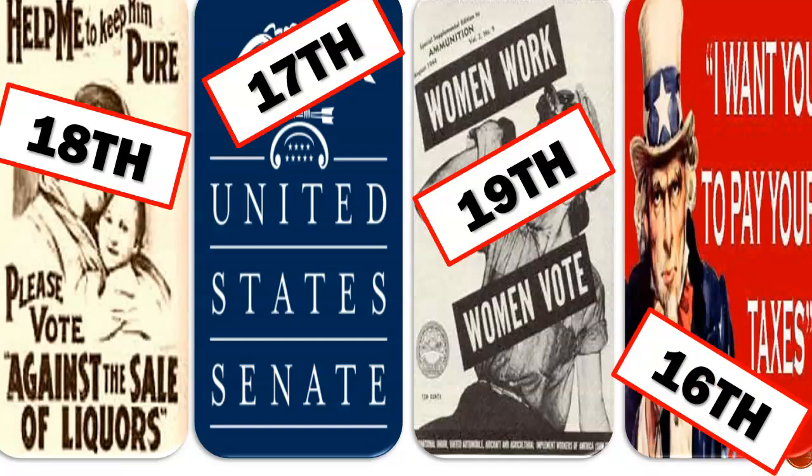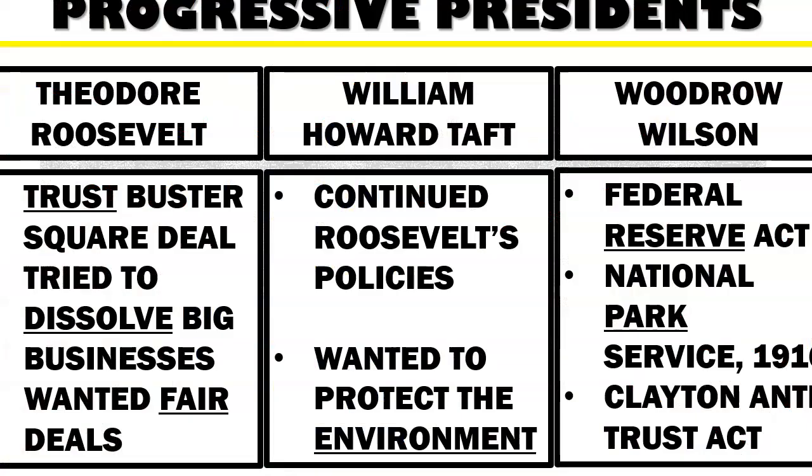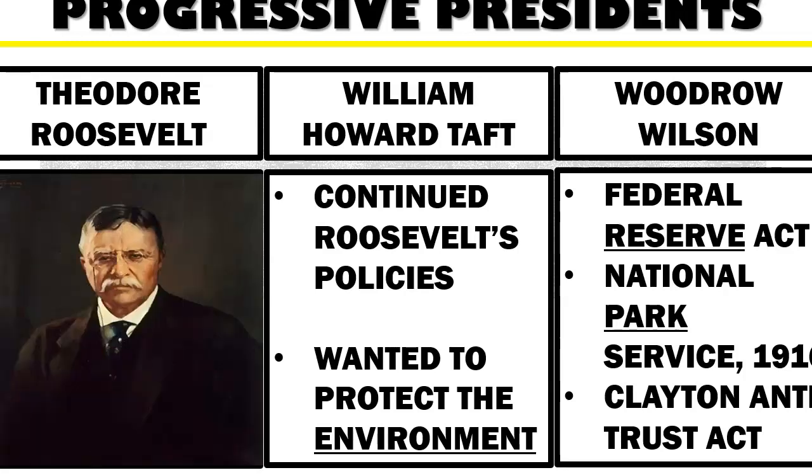16th. We had 3 Progressive era presidents: Theodore Roosevelt, William Howard Taft, and Woodrow Wilson. Theodore Roosevelt was president from 1901 to 1908. At 42, he was the youngest president to take the oath of office. He became president after William McKinley was assassinated. His presidency became known for trust busting, and he promised Americans a square deal. He wanted to protect consumers from corrupt business practices.